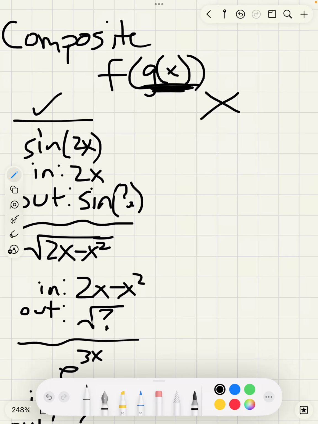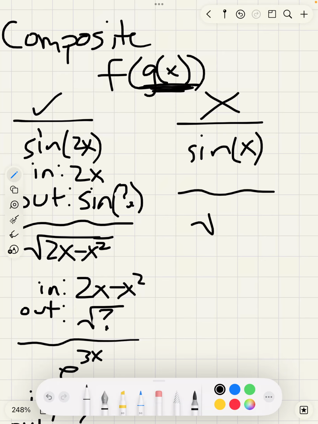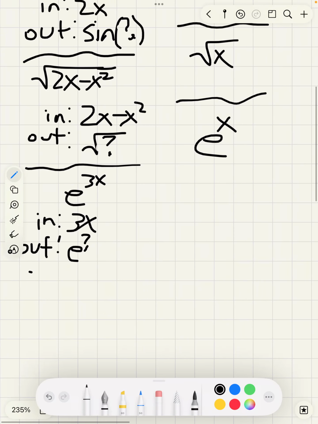What would not be a composite function? Well, let's see, sine of x. You could technically argue that this is composite with the inside being x, but the rule of thumb here is that if the inside function is just x, then it doesn't really count as composite. So I wouldn't consider that to be composite for the purposes of what we're going to learn today. Square root of just x. E to the just x. Just another one for good measure.